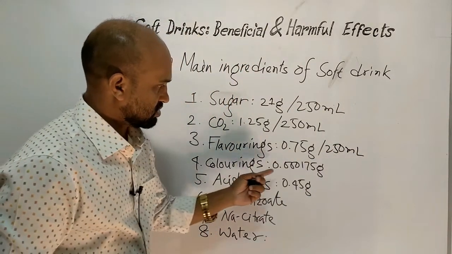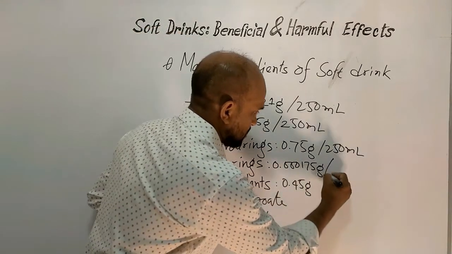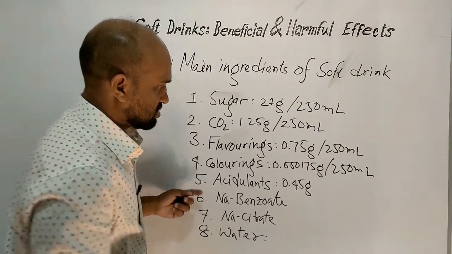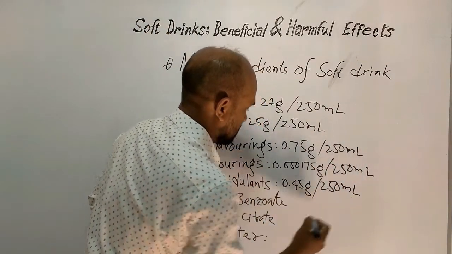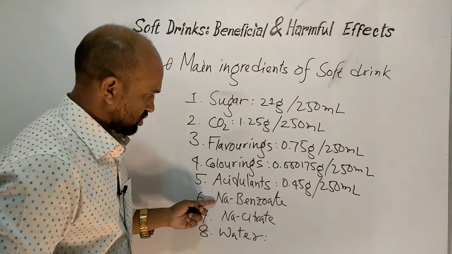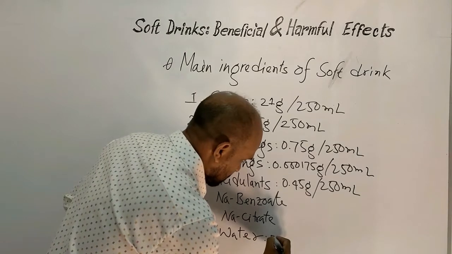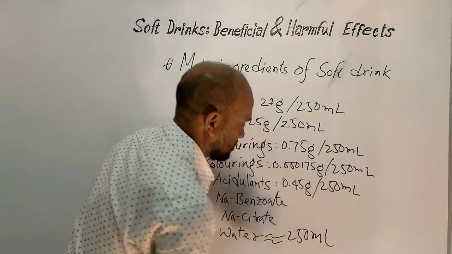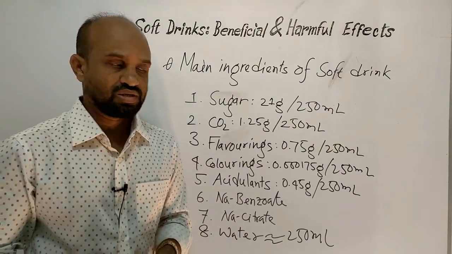Then colorings, 0.000175 gram in 250 milliliter. Acidulants, 0.45 gram in 250 milliliter. Then sodium benzoate, sodium citrate, and water, around 250 milliliter in 250 milliliter soft drink.